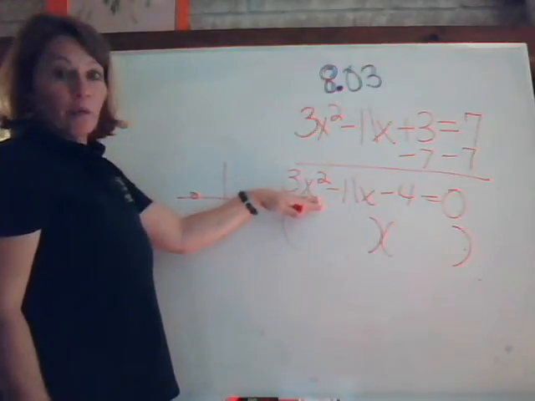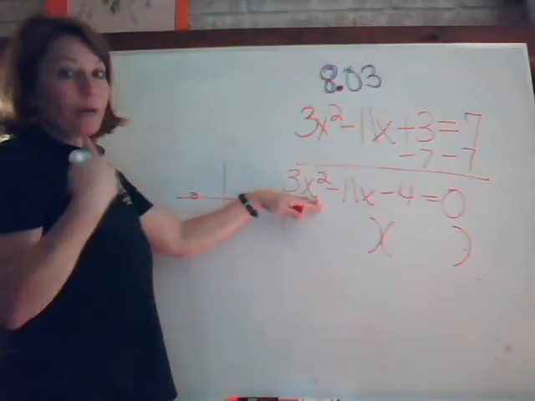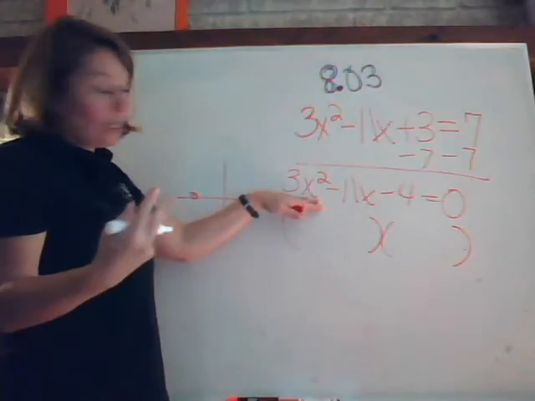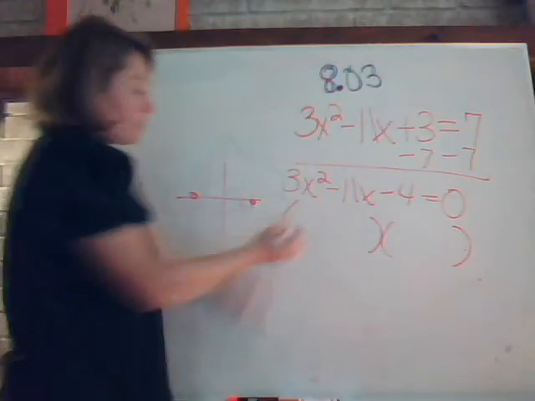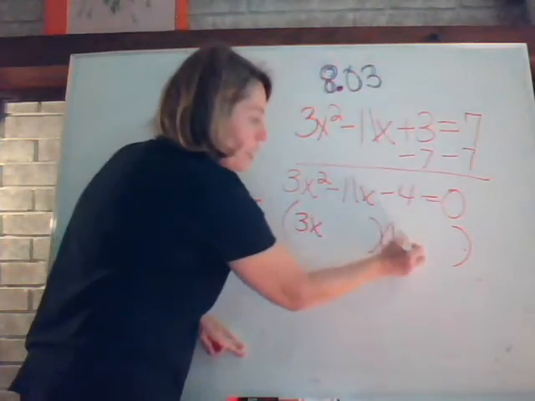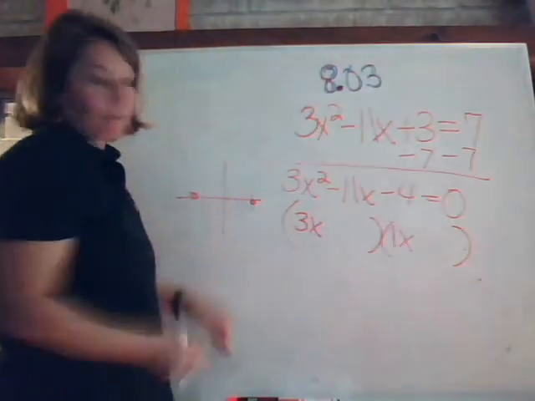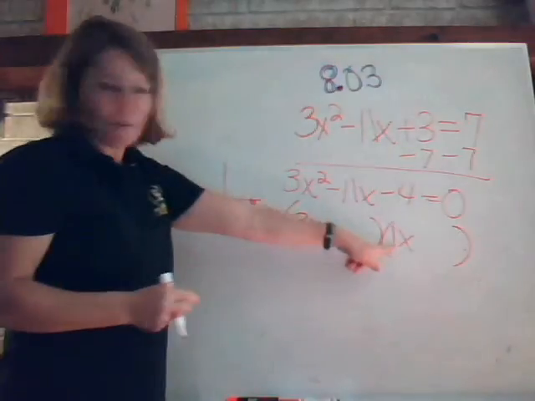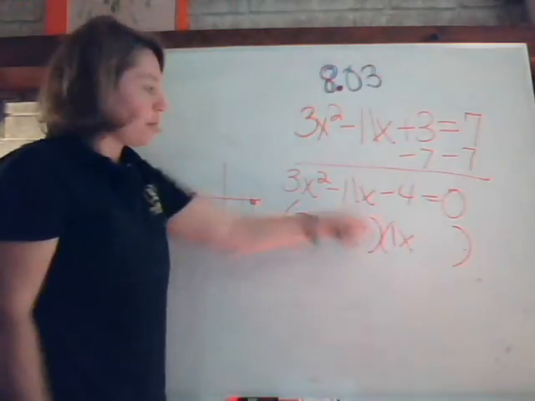Take the front number, 3x squared. The only way to get a 3 is a 1 and 3, so it's got to be a 1x and a 3x. Doesn't matter, I can put either one in the front. I'm just going to go ahead and put a 1, 3 and a 1. But it doesn't matter. You don't have to write this one. I'm just doing it for this problem.